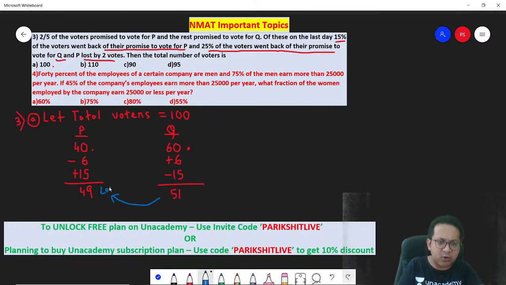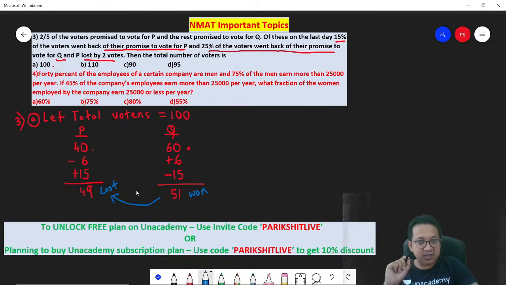Can you see P is getting only 49? Q is getting 51. So P obviously lost. Did he lose by 2 votes? Absolutely yes. So can I say this matches with whatever is given in the question? So our initial assumption that the total number of voters is 100 is correct. Hence the answer is 100.